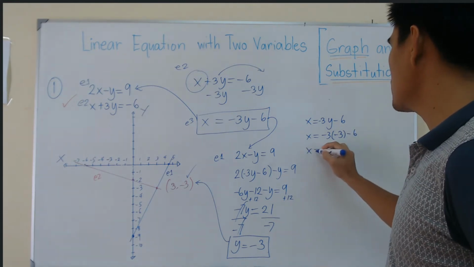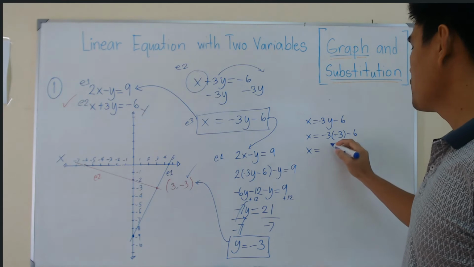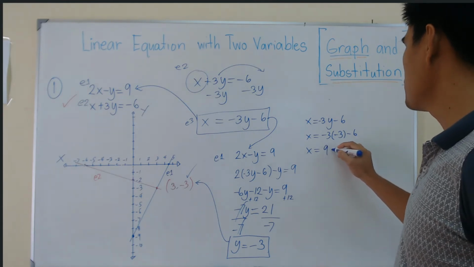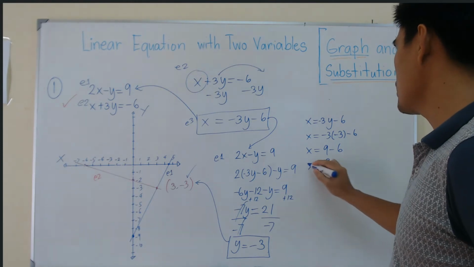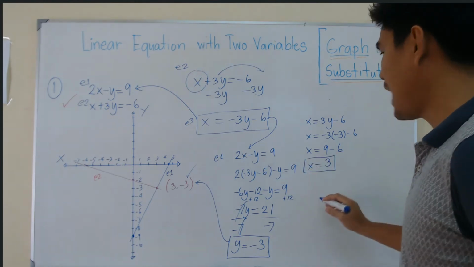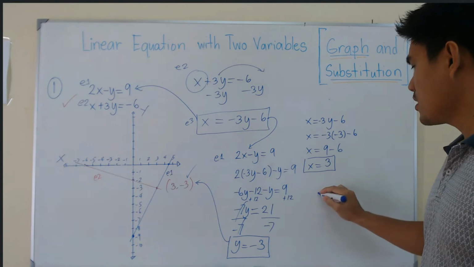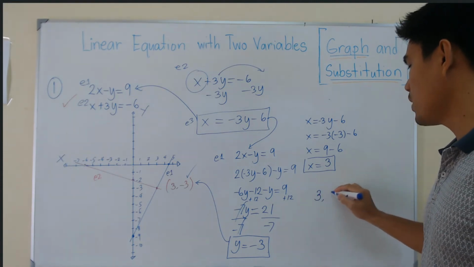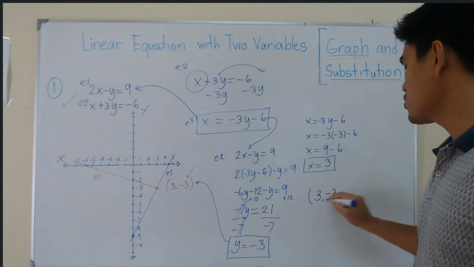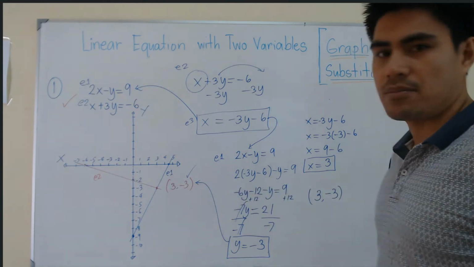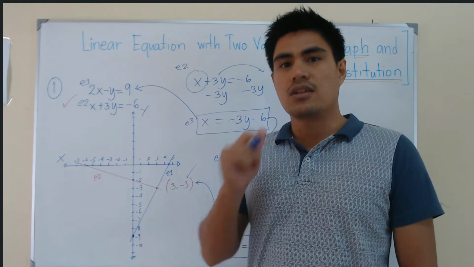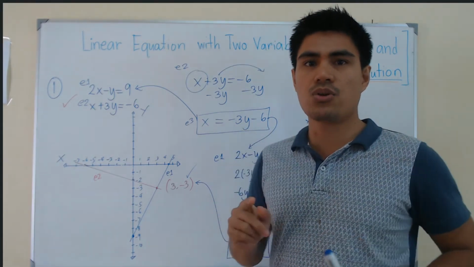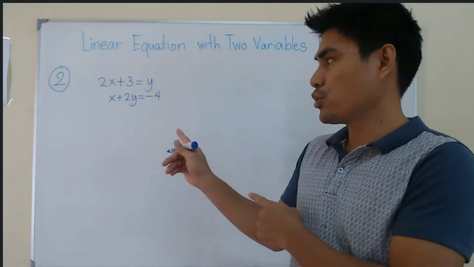So x is equal to 9 minus 6. So x is equal to 3. Okay. So our solution is x is 3 and y is negative 3. So they are the same. That means our answer is correct. Let's go to problem number 2.